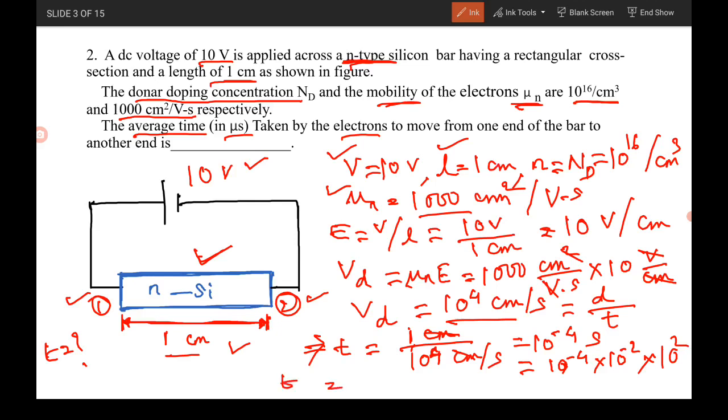So here your t will be equal to 10 to the power 2, that is 100 times of, and here we have seconds. So this is 10 to the power minus 6 seconds, that is nothing but microseconds. So the value of average time here is 100 microseconds. Okay, so this is our answer. So next, move on to the third question.